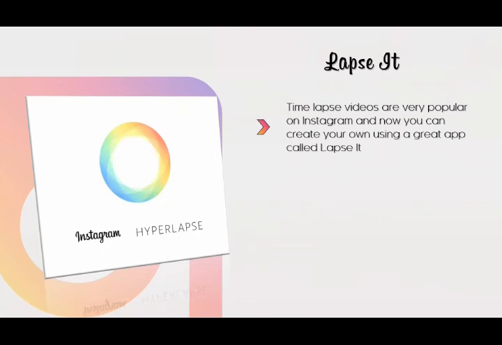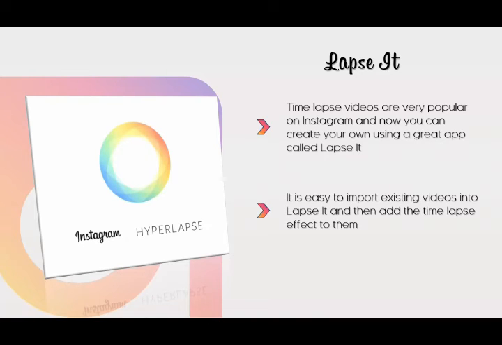Lapsit. Time-lapse videos are very popular on Instagram, and now you can create your own using a great app called Lapsit. With Lapsit, you can create accelerated versions of events that slowly change, such as seeing a flower bloom from a bud in a few seconds. It is easy to import existing videos into Lapsit and then add the time-lapse effect to them. You can speed things up or slow them down using the app and also add music in the background. There are so many features in the free version for iOS and Android, and if you need more, then you can upgrade to the Pro version for only $1.99.